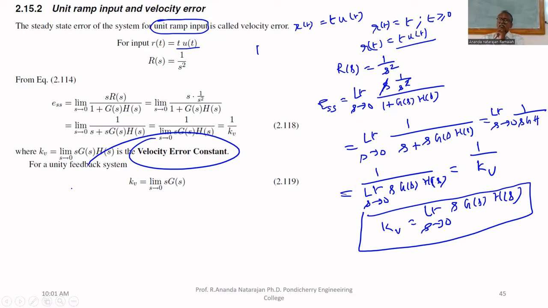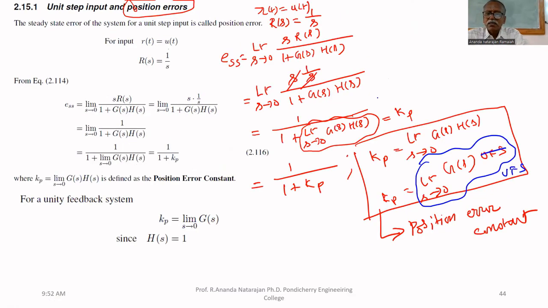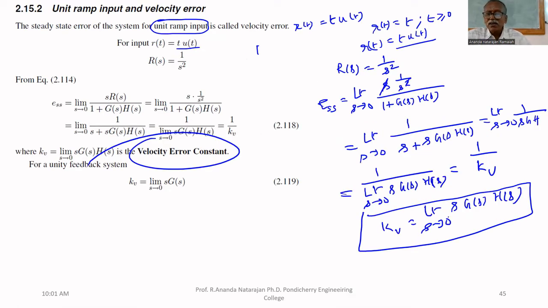What is position error constant? Limit s tends to 0, g of s h of s, which we have seen in the previous slide. Position error constant Kp equal to limit s tends to 0, g of s h of s. Here, what is velocity error constant? We have to multiply by s. That is the difference. Velocity error constant means s, g of s, h of s.